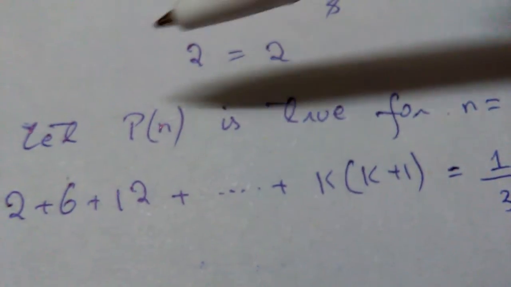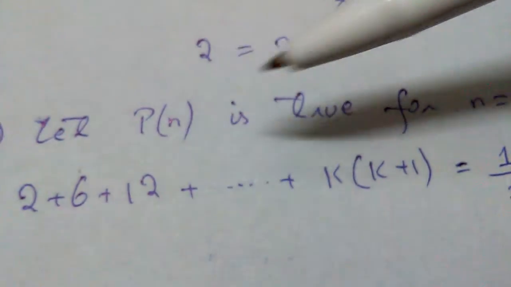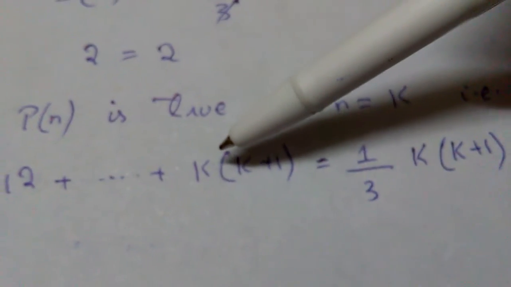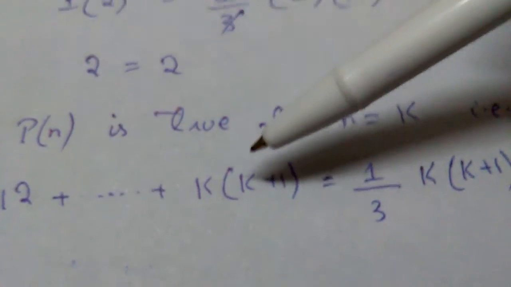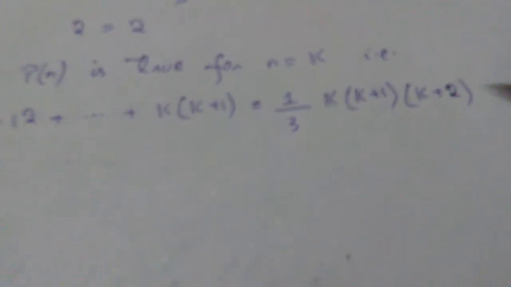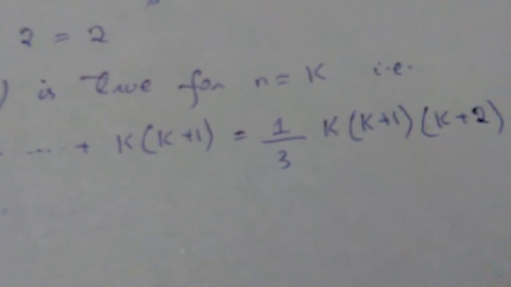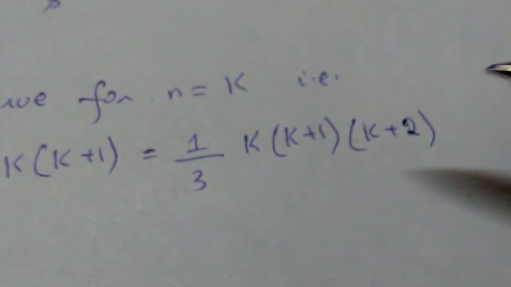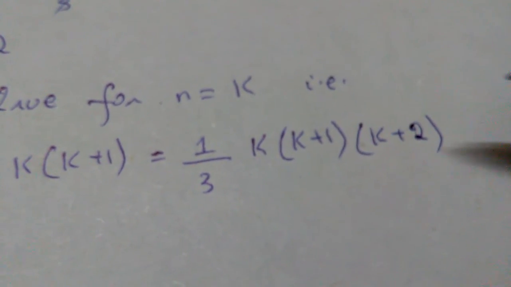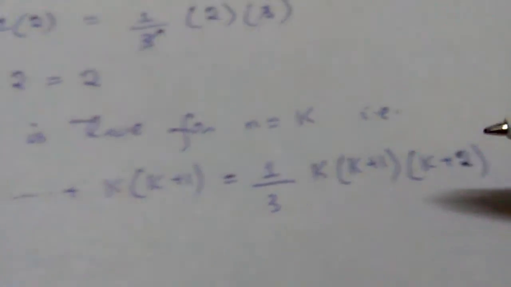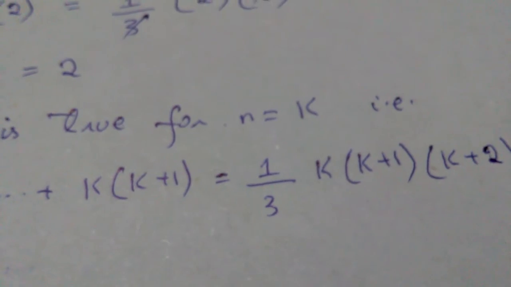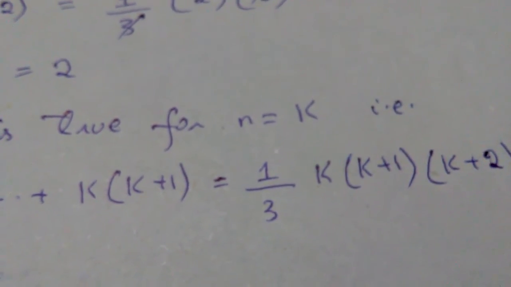So that's how I have just written over here that let p of n is true for n equals to k. So over here, wherever I'm having n, I just placed k over there, and it is looking like this. Okay, that's how it is looking like. Now you see what I have to add at both sides so that the same equation is going to be true for n equals to k plus 1. It is going to prove that yes, it is true for n equals to k plus 1.